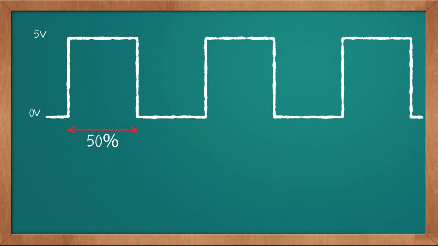Simply putting it, this is because in a PWM signal you multiply the max voltage by the duty cycle. This is the formula. By applying this to our situation, you will see we will reach the 2.5 volts.